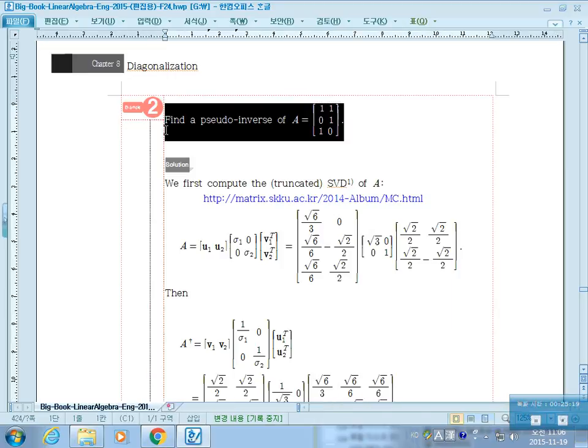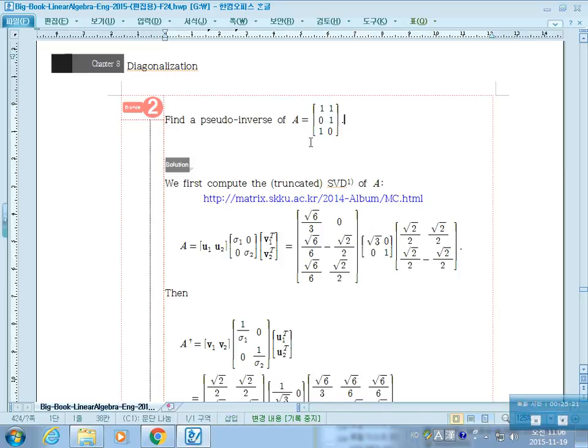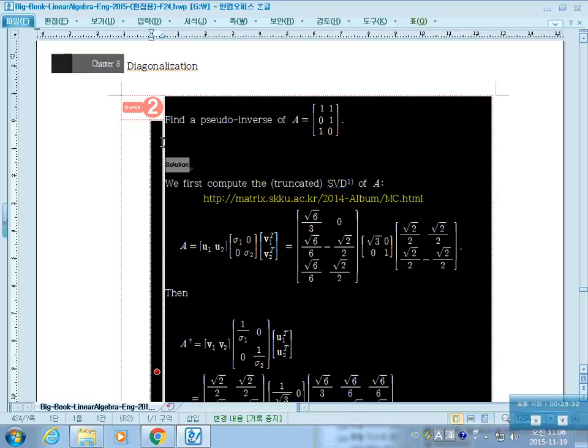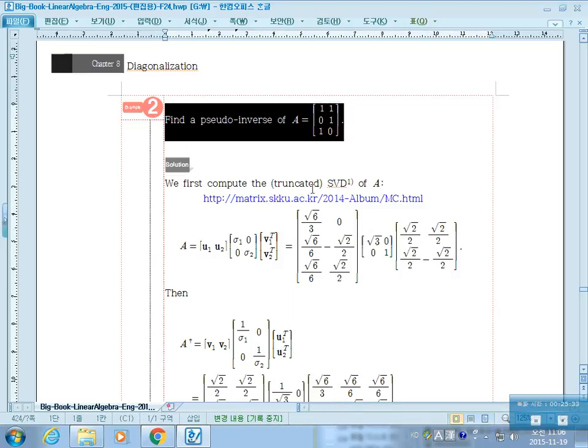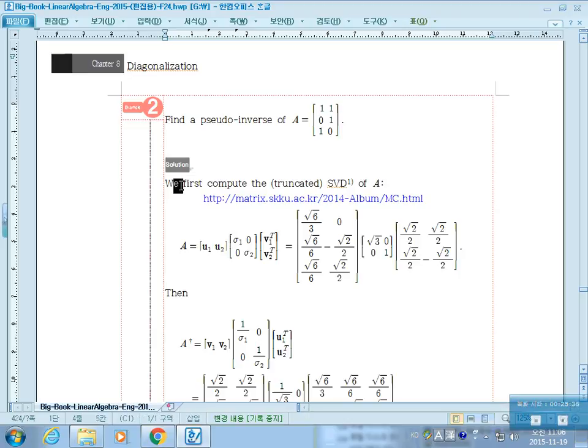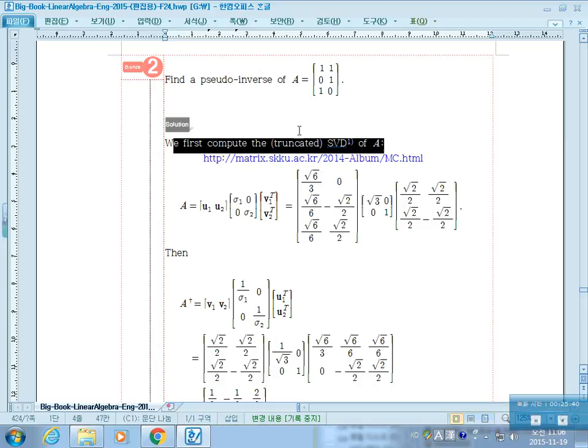Find the pseudo inverse of a matrix A. This is a 3 by 2 matrix. But how many linearly independent columns does it have? It has 2 linearly independent columns. So at least it has full column rank, 2. So we can first compute the truncated singular value decomposition of A. If A is like this, we can find the singular values of this matrix, which is this.